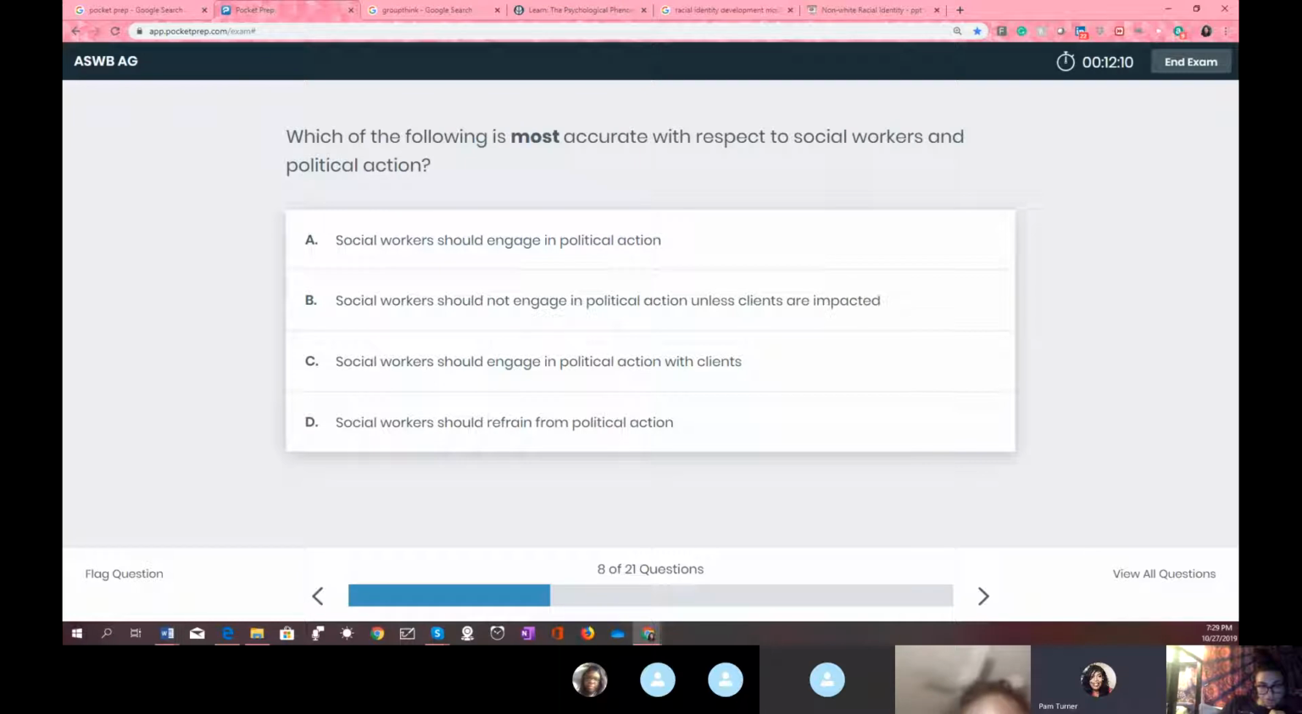Okay. So this is actually, again, a knowledge question. It's based on what the Code of Ethics tells me. Which of the following is the most accurate with respect to social workers and political action?